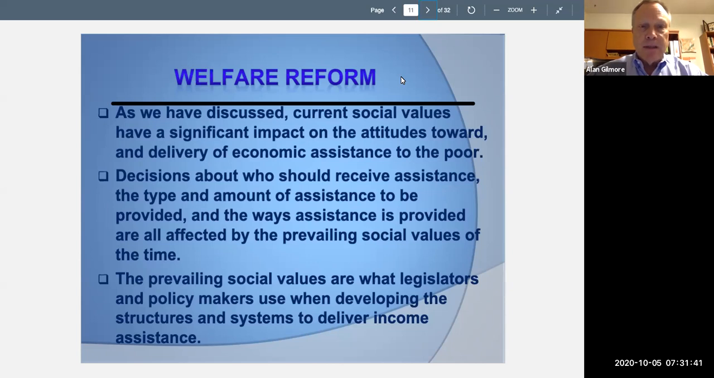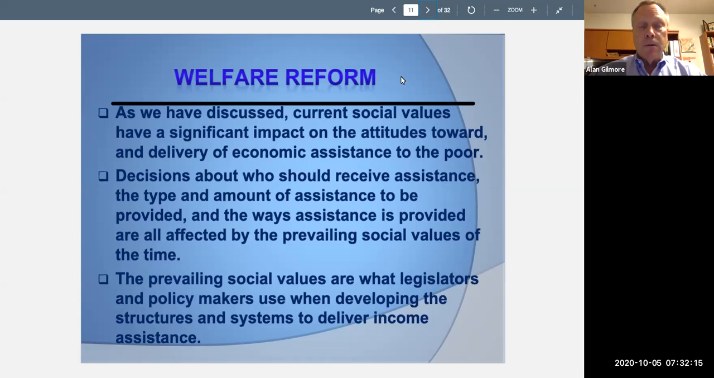As we have discussed, current social values have a significant impact on the attitudes towards and the delivery of economic assistance to the poor. Decisions about who should receive assistance, the type and the amount of assistance to be provided, and the ways assistance is provided are all affected by the prevailing social values of the time. The prevailing social values are what legislators and policymakers use when developing the structures and systems to deliver income assistance.